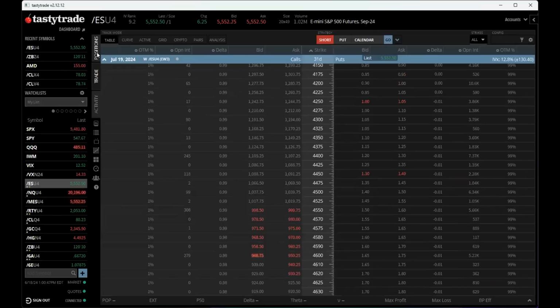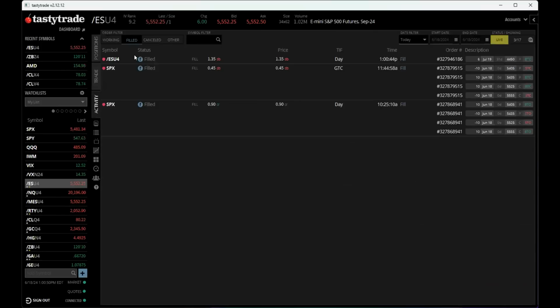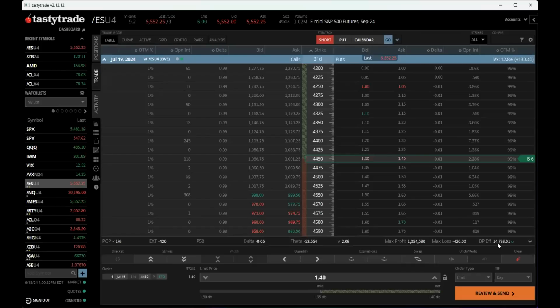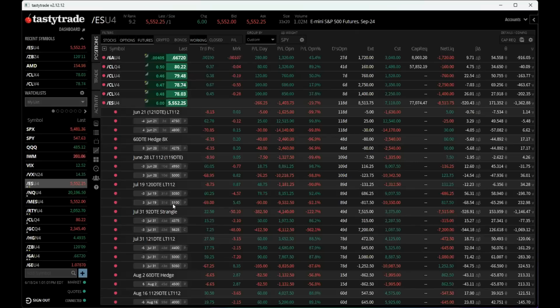I just freed up a bunch of money. If you look at the bottom right here, I freed up $14,000 in buying power by closing that put.